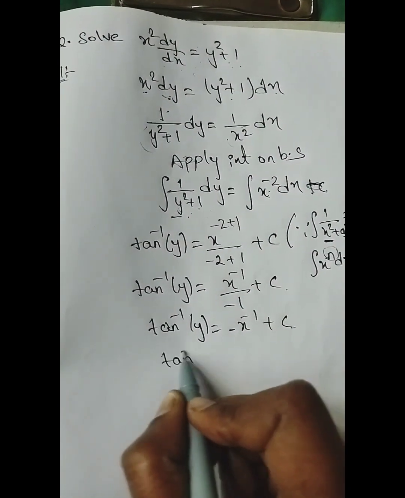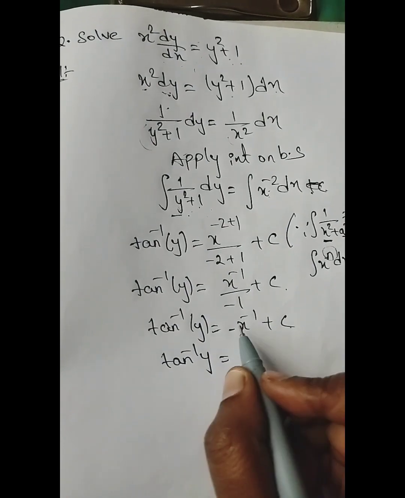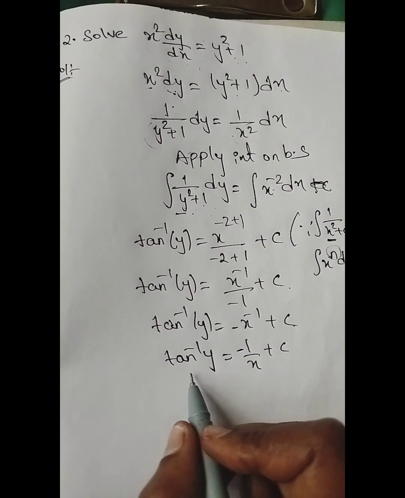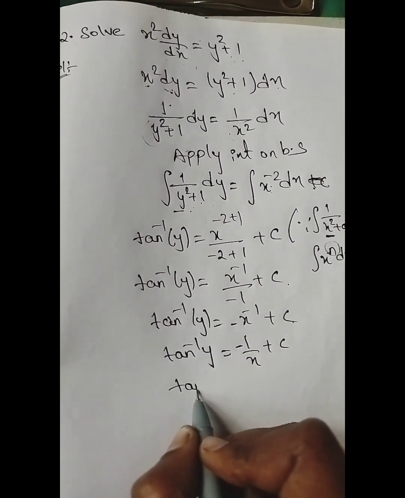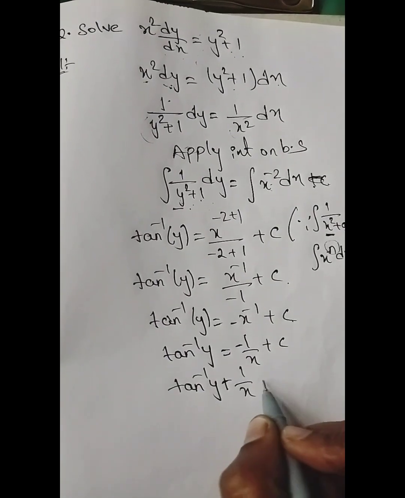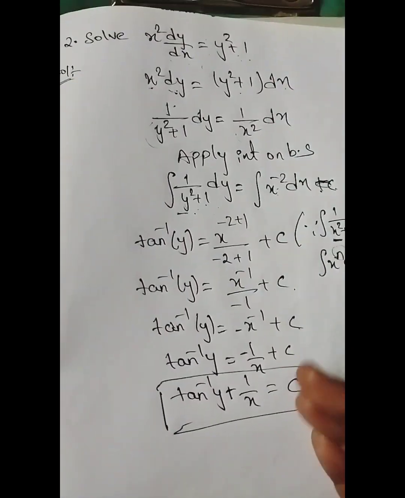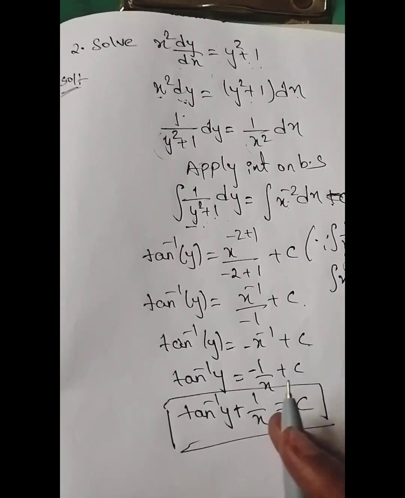So this you can treat it as directly tan inverse of y equal to, x inverse can be written as 1 by x. We have minus here plus c, and take this 1 by x to the left hand side. Therefore tan inverse of y plus 1 by x equal to c is the solution of this differential equation. So this is our second sum. Let's do one more sum.